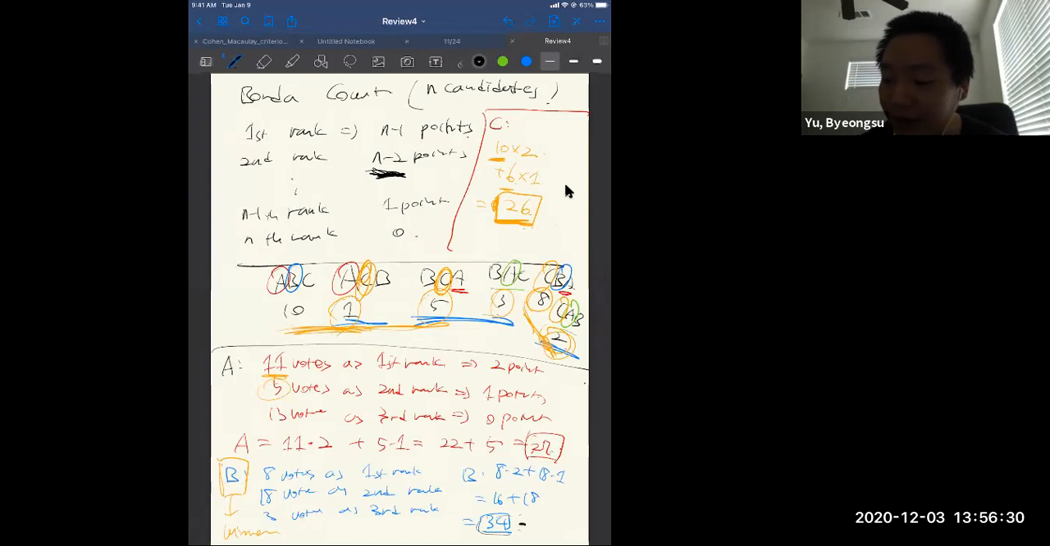So here in our example, we have 3 candidates, A, B, C, right? So that's why I give 2 points, which is 3 minus 1, for first rank, and 1 point, which is 3 minus 2, for the second rank, and so on. But for example, if we have 5 candidates, then the first rank will get 4 points, which is 5 minus 1, and the second rank will get 3 points because 5 minus 2 is 3. Does it make sense?